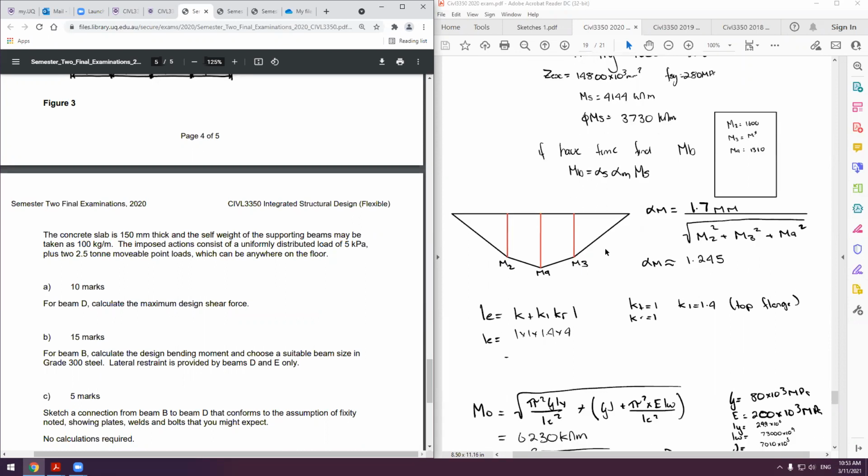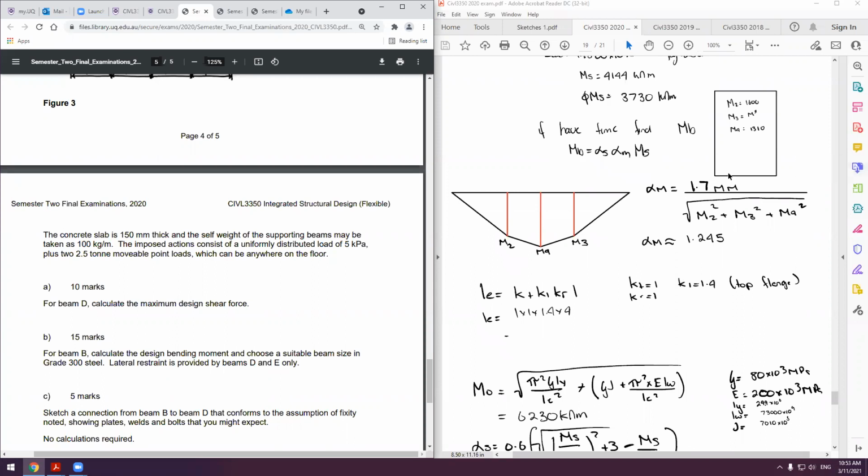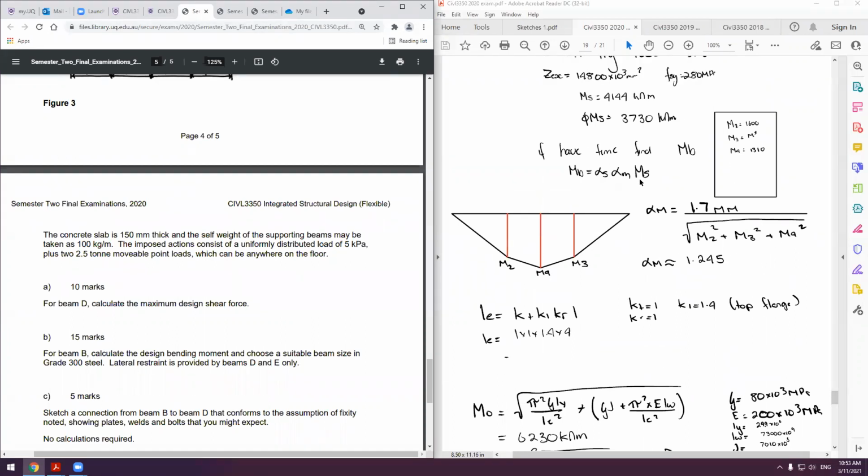If you have time, and I would highly recommend it, go through and calculate your member capacity. So M B is alpha S times alpha M times M S. Alpha M, again, if you have time, calculate it using this formula properly. It's always approximately 1.3 with this question. But that is the true formula for it, and that is how it is calculated. So it's using the midpoint, your maximum moment, and then your 2 quarter points. And then that gives you alpha M.